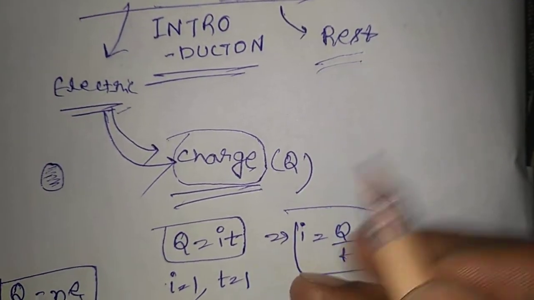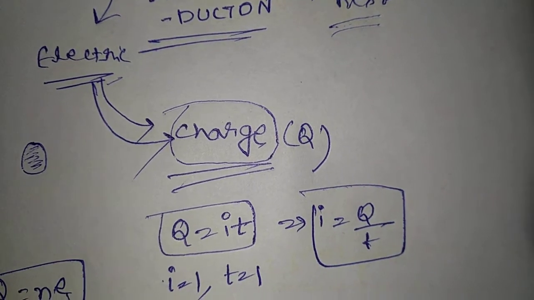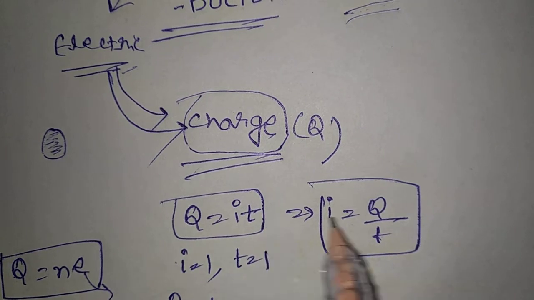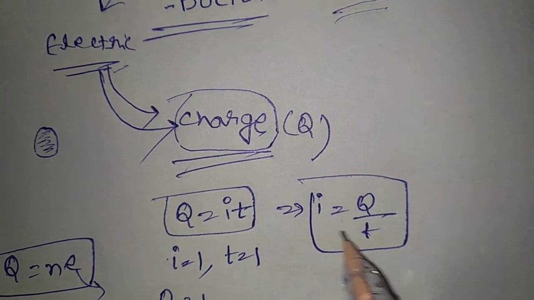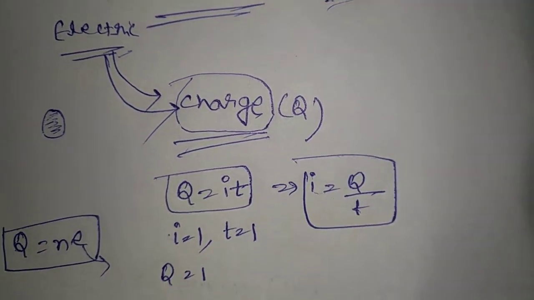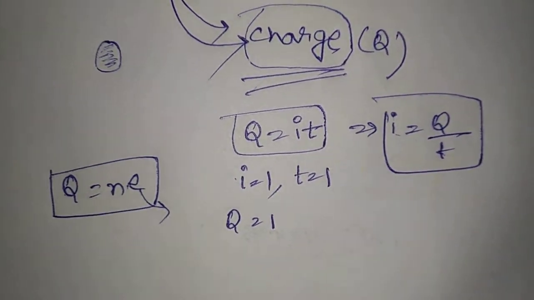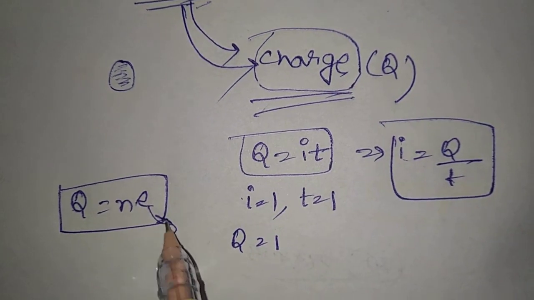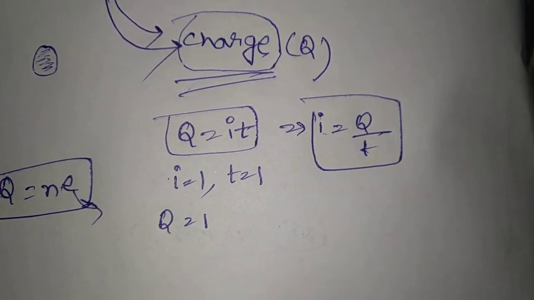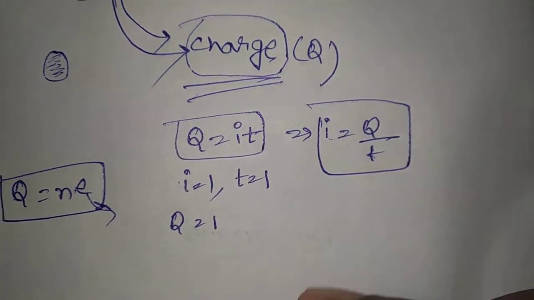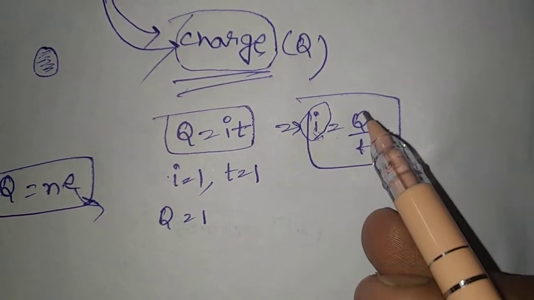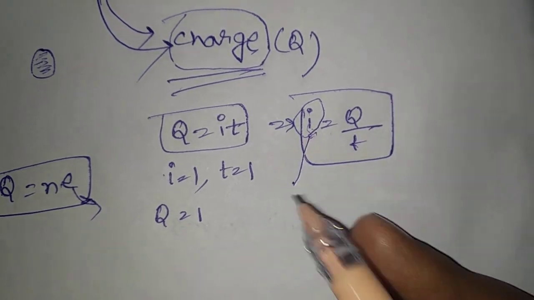Actually, the charge has no proper definition, just as mass has no proper definition. But whenever we say Q equals IT, or I equals Q by T, from that we can define charge as per unit time current. But this is not a proper definition. Somebody defines it as Q equals NE, but charge has no proper definition. You can only remember that whenever the charge flows, a current is generated. Per unit time, whenever the charge flows, there is current.